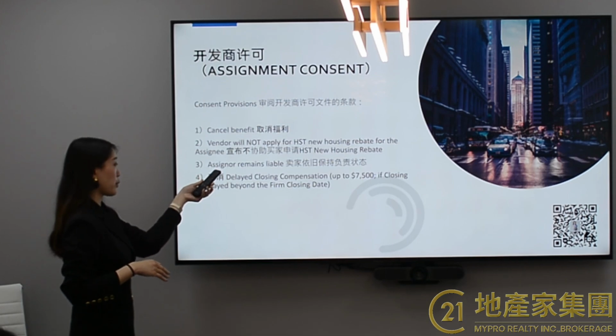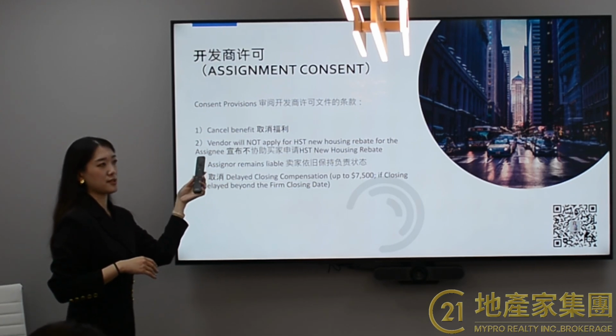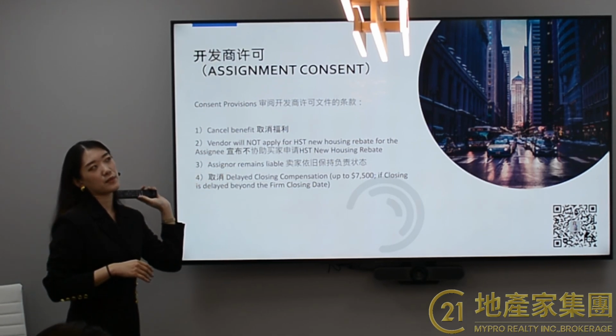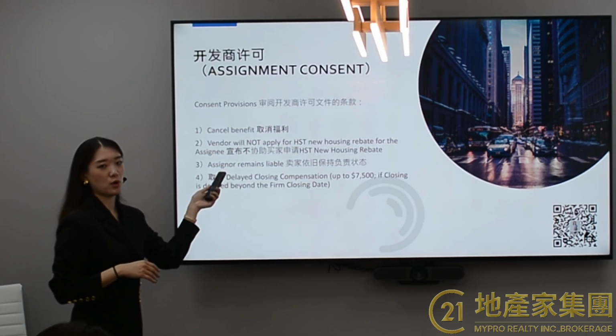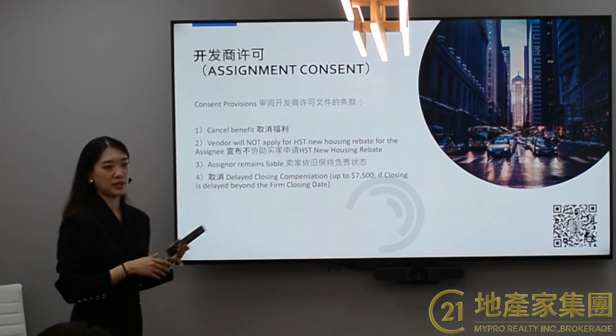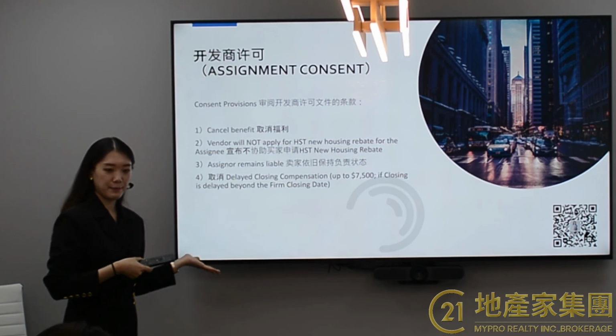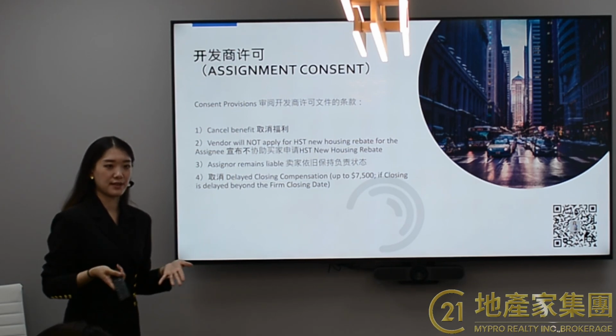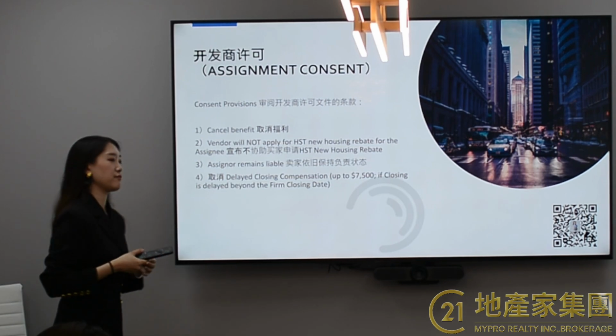But I have actually never seen an assignor held responsible when the assignee fails to close, because when the assignee purchases this assignment, they're basically sure that they will be able to close, like they have sufficient funds.